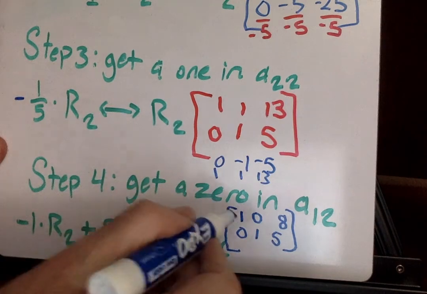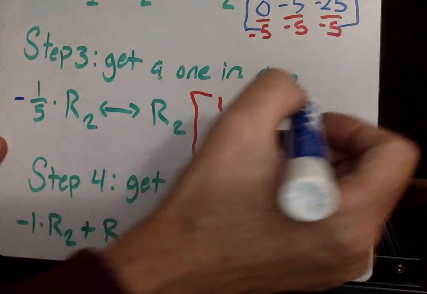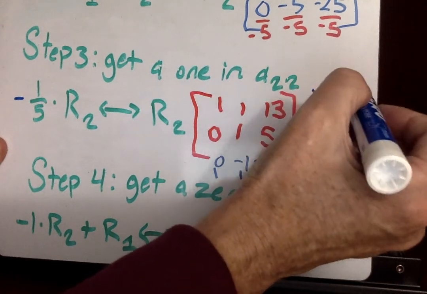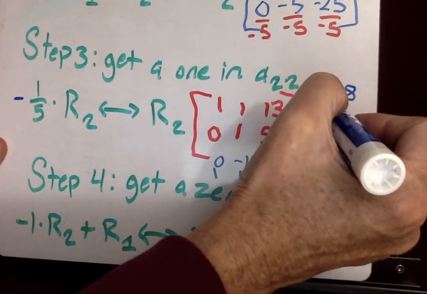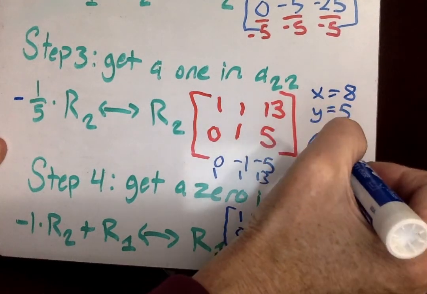Okay, so it tells us that x is 8 and y is 5. So x equals 8 and y equals 5. And again, you put it in ordered pair, (8, 5).